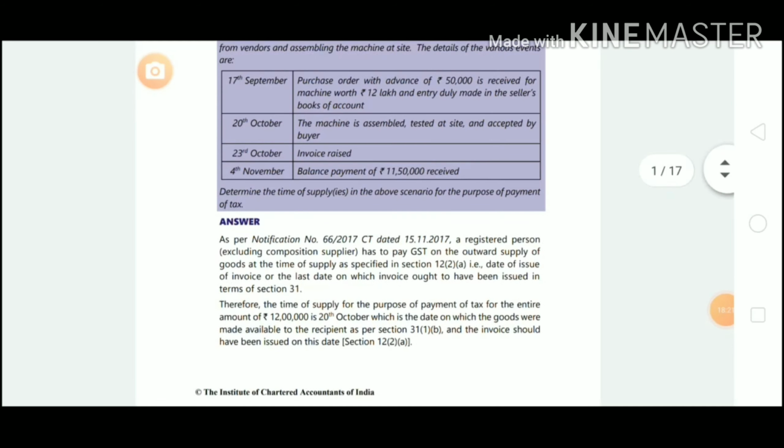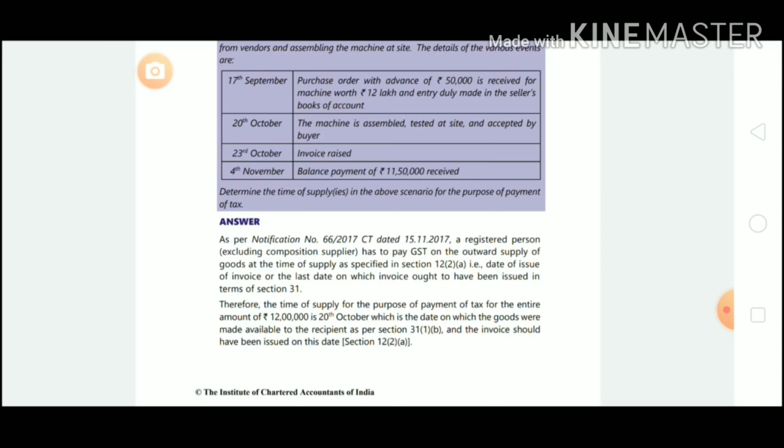As per the notification, a registered person excluding a composition supplier has to pay GST on the outward supply of goods at the time of supply as specified in section 12 subsection 2 clause A, that is, the date of issue of invoice or the last date on which the invoice ought to have been issued in terms of section 31.